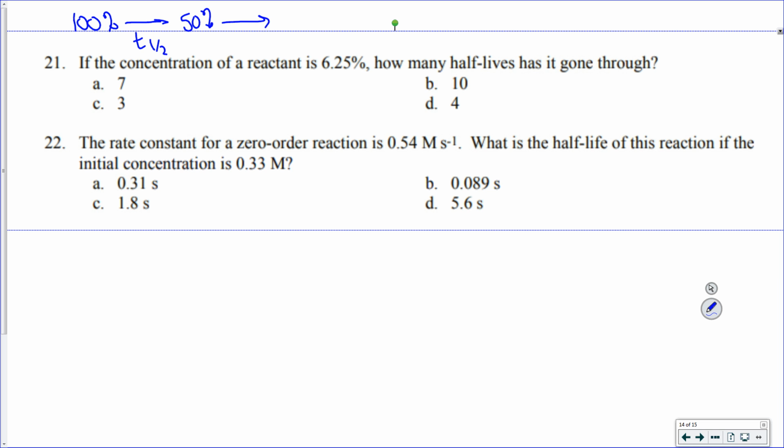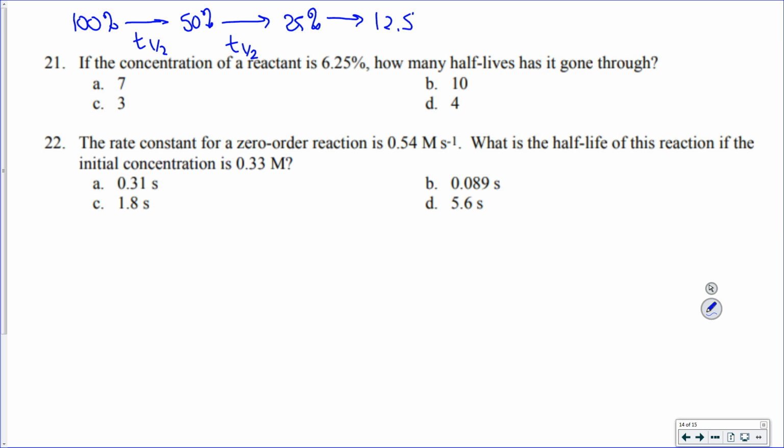I go to half of that, so it's 25% of the initial. I've done another half-life, and then half of that is 12.5%. That took another half-life. Half of that again is 6.25%. That took another half-life. So I had 1, 2, 3, 4. It took 4 half-lives to get to that. So if I know the value of the half-life in minutes or seconds, just multiply by 4, and that's how long it took.